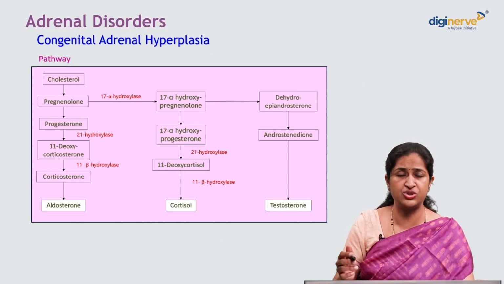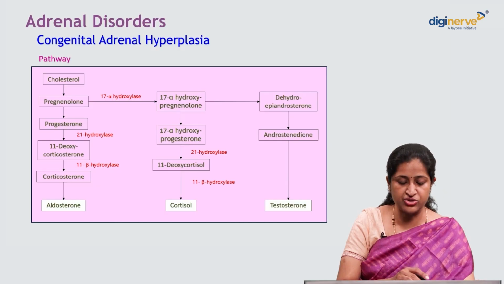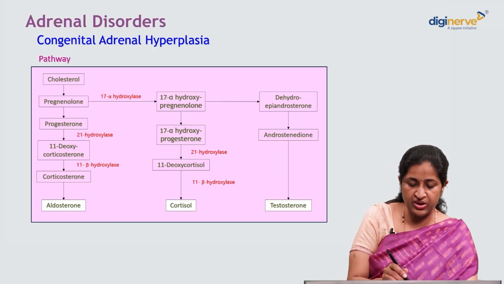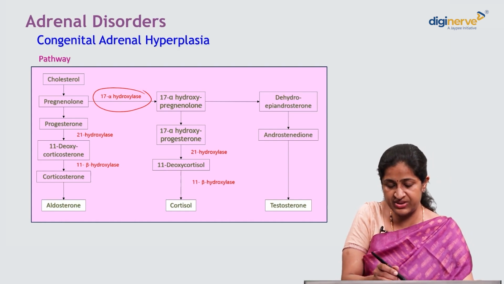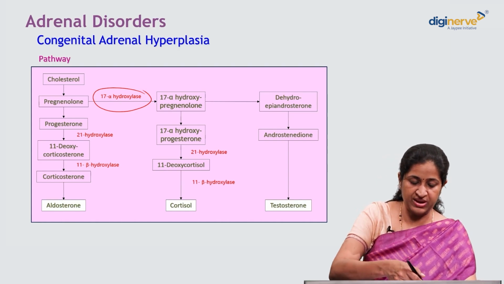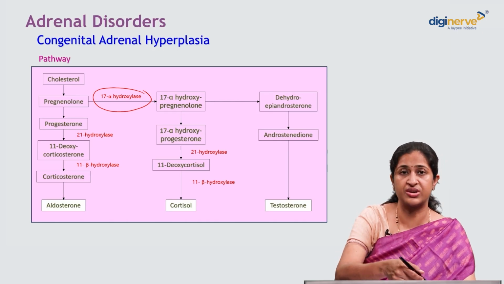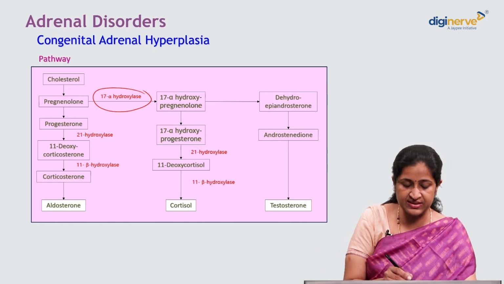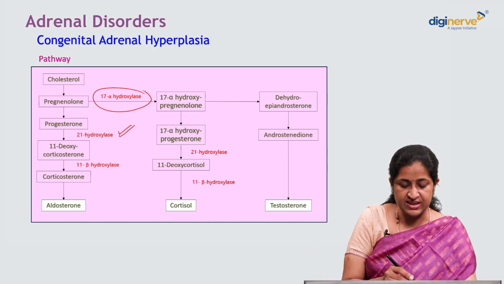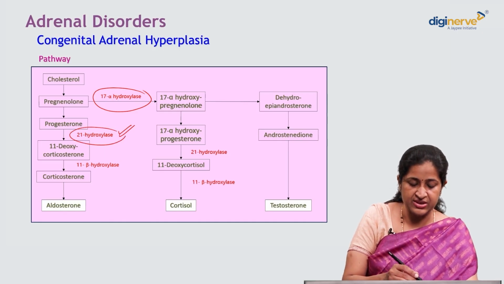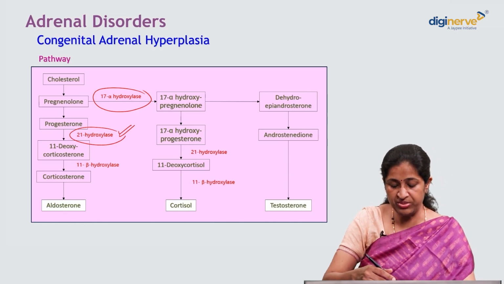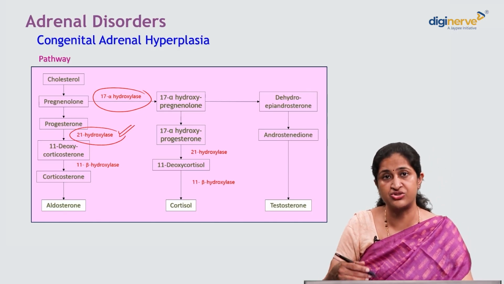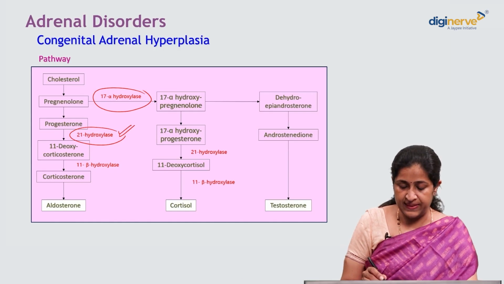Now, this is the pathway which you all know and you should know, where cholesterol becomes pregnenolone. Here you have the 17 alpha hydroxylase deficiency. So none of the pathways from here will happen. Automatically more of aldosterone, corticosterone gets produced. The others are the 21 hydroxylase, which is the commonest here. So none of the corticosterone, aldosterone get produced. Automatically you have more of cortisol and testosterone which gets produced.